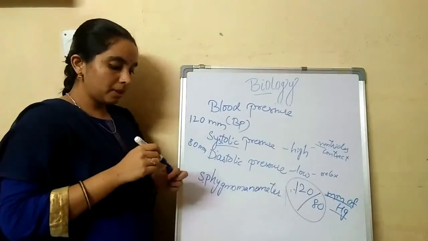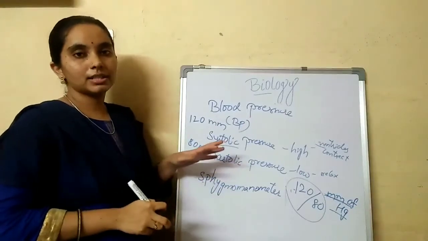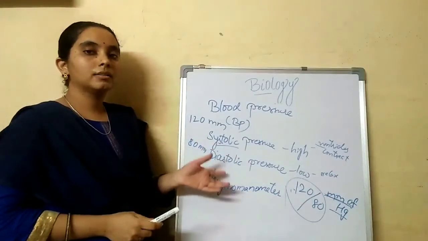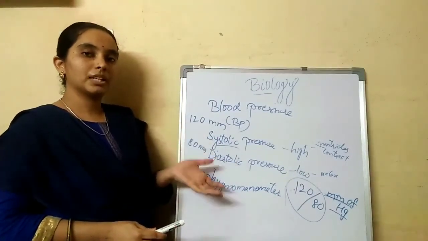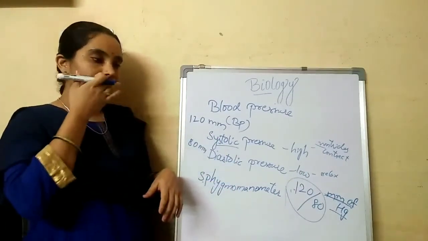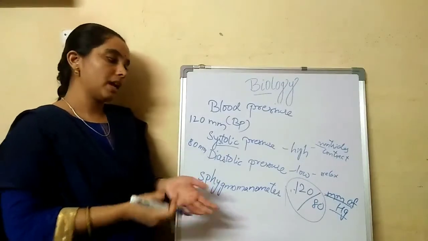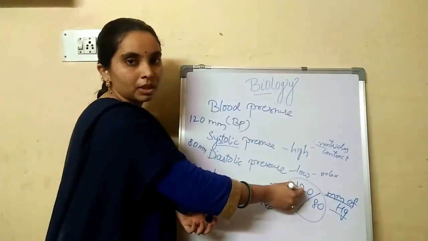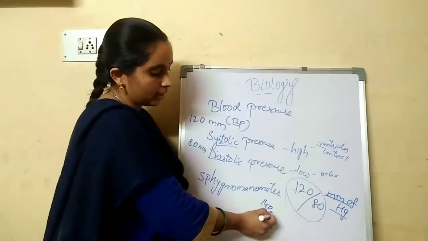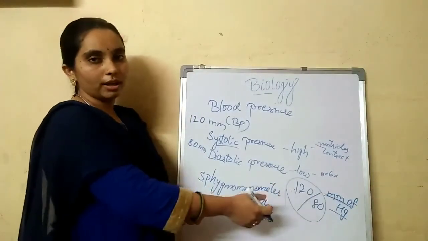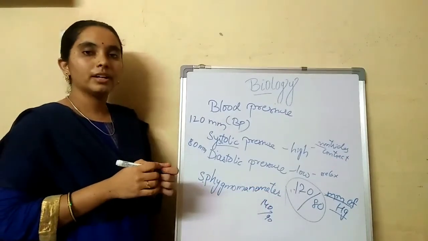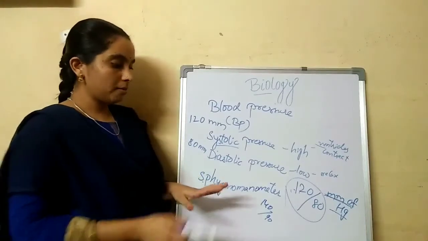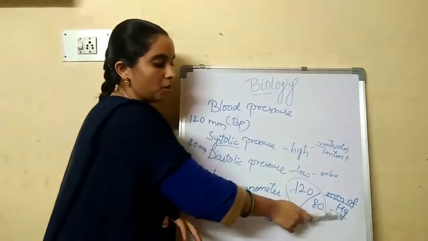The BP in average age is 120 by 80, but because of age also BP changes. In old people, they may have 140 as the higher level, or 90 or 100 as the lower level. So that is normal for old aged people. Okay, so the normal BP is 120 by 80 mm of Hg.